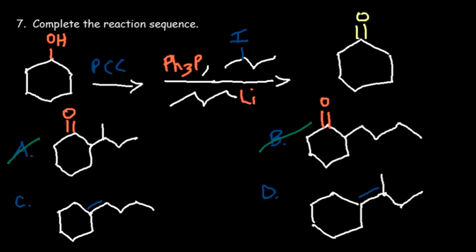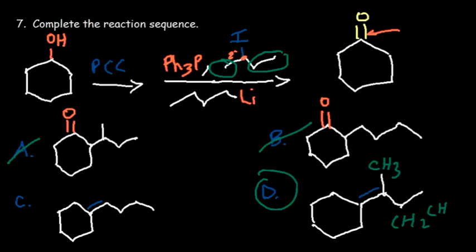Now, if you want to quickly get the answer, notice the carbon that has the iodine atom. That is the carbon that is going to connect to this carbon. So it's the secondary carbon. Notice how, relative to that carbon, we have an ethyl on the right and a methyl on the left. D is going to be the answer. We have a methyl on one side and an ethyl group on another side.